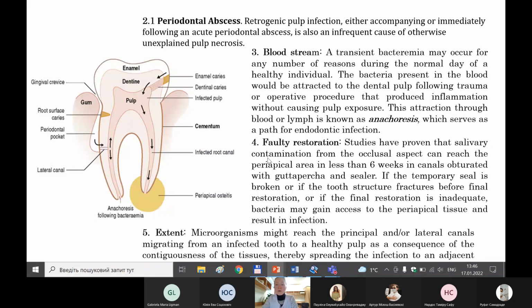So one more reason, faulty restoration. Studies have proven that salivary contamination from the occlusal aspect can reach the periapical area in less than 6 weeks in canals obturated with gutta percha and sealer. If the temporary seal is broken, or if the tooth structure fractures before final restoration, or if the final restoration is inadequate, bacteria may gain access to the periapical tissue and result in infection. That's why it is of great importance to provide long-lasting and tight coronal restoration.